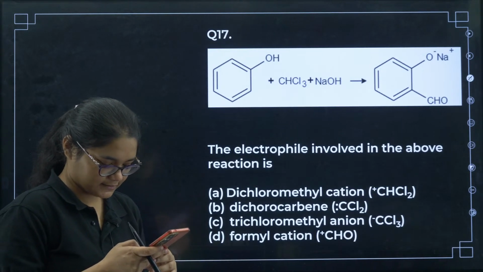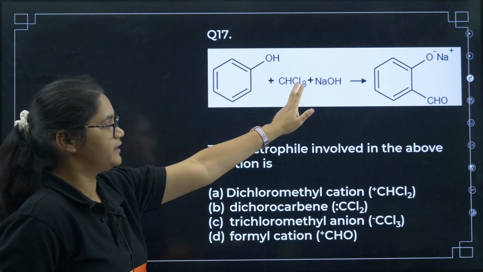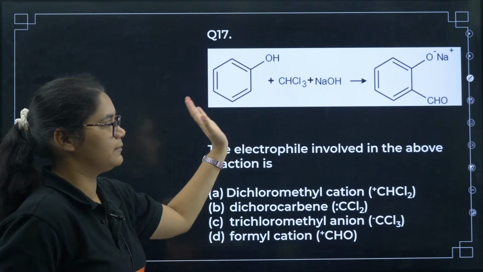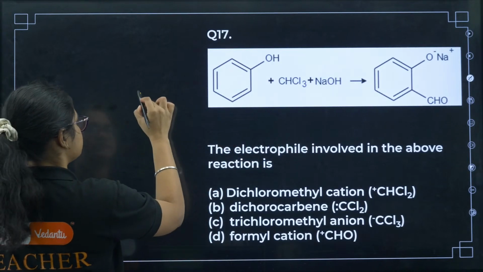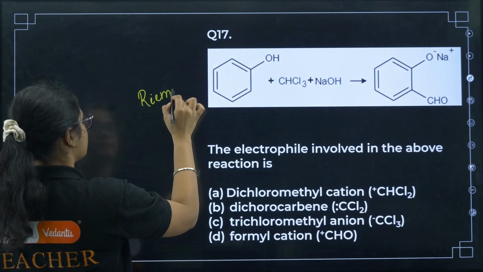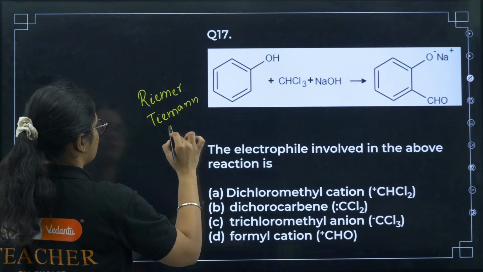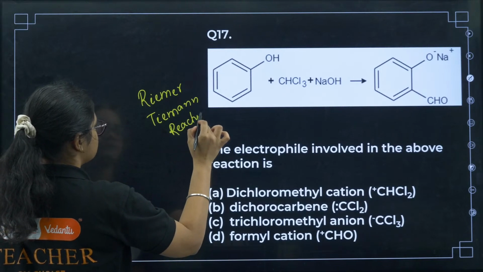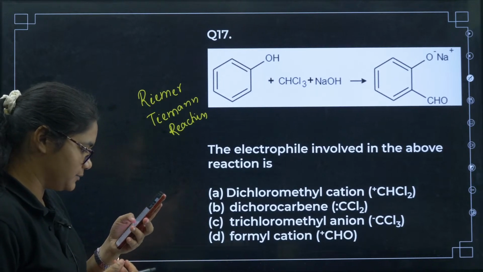Can we guess these questions? You have phenol, you have CHCl3 and NaOH, so the same reaction that we discussed right now. Okay, so this is your Reimer-Tiemann reaction. So what is the electrophile involved in this Reimer-Tiemann reaction?